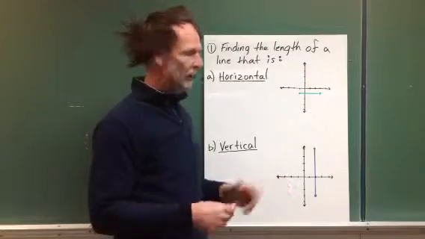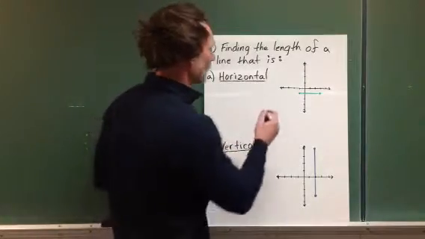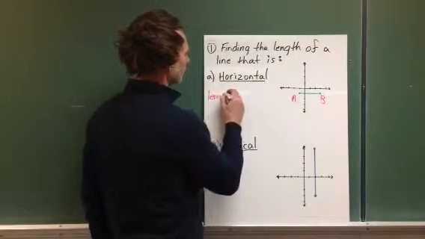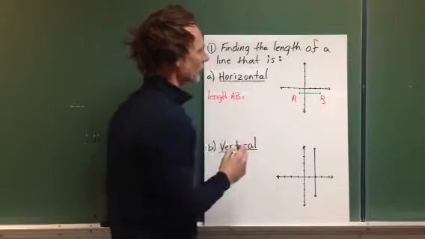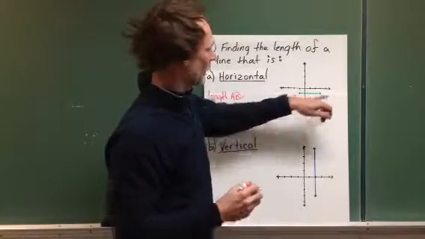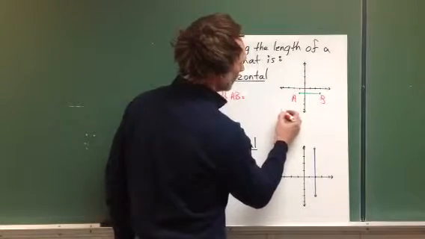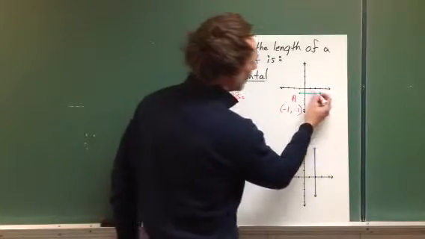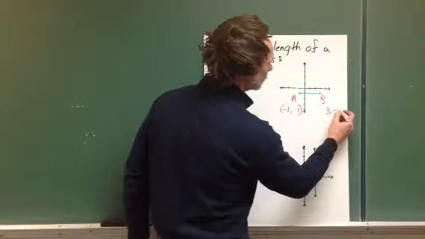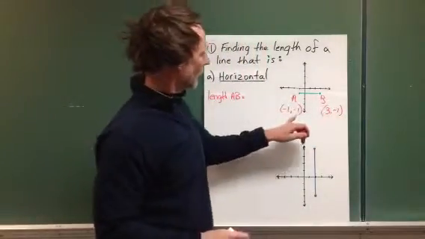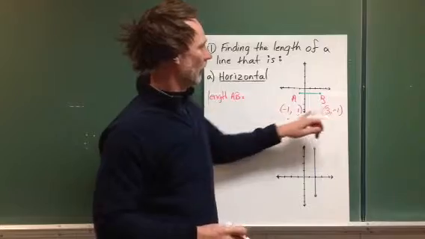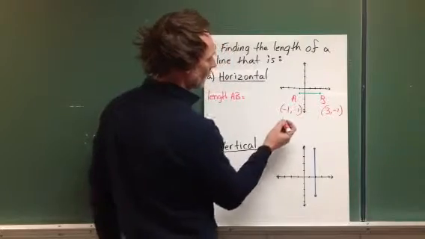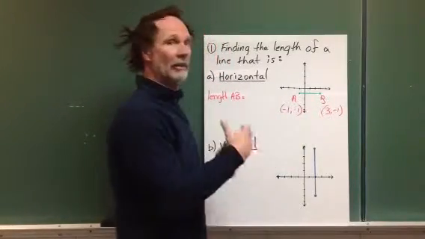Now if we wanted a formula, we could actually come up with one. So the length of AB, let's call this AB, is equal to, well, let's give this some coordinates. A is -1, -1. And B is represented by the ordered pair 3, -1. Okay, you'll notice that the y value is the same. The y coordinate is the same for both. That's because it didn't go up or down. However, the x coordinate is different. If we take the difference of the x coordinates, we should get the length.